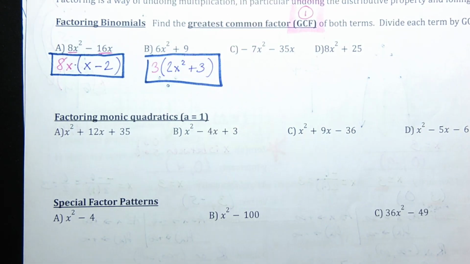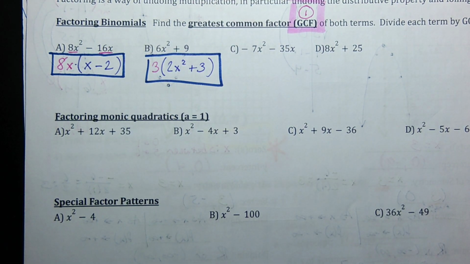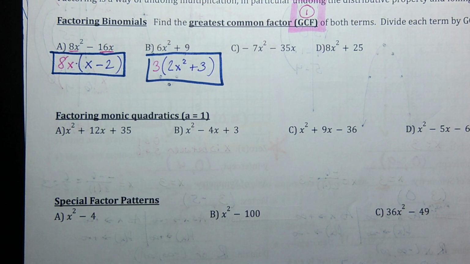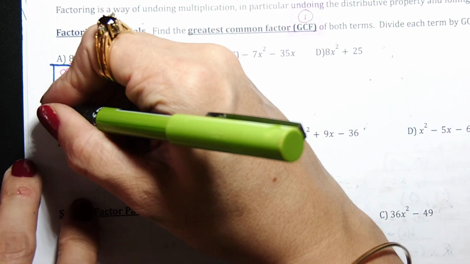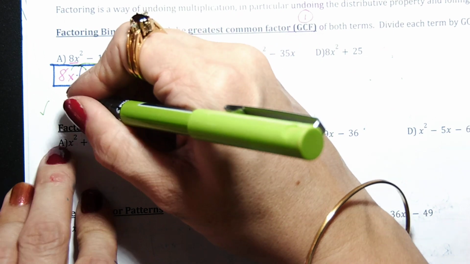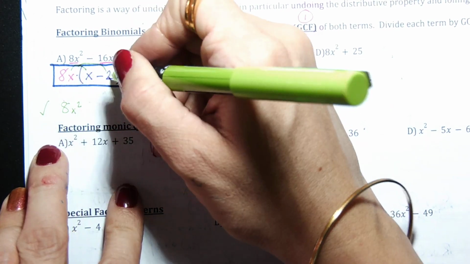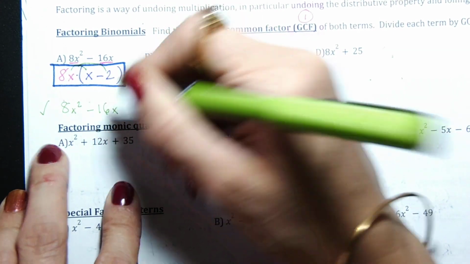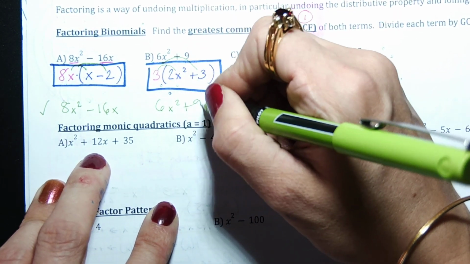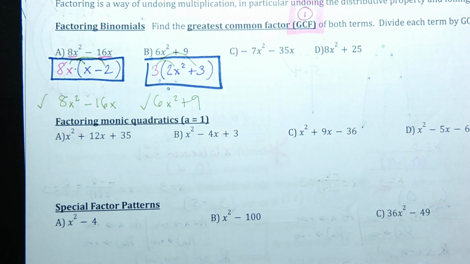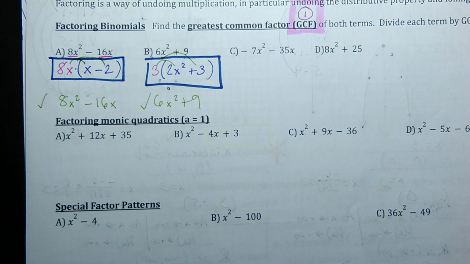And the nice thing about factoring is you can literally just check yourself by re-multiplying this back out. So to check, 8x times x, 8x squared. 8x times 2, negative 16x. Same with over here, 6x squared plus 9. You don't have to show that check work, but it's a good way to be able to check yourself because we all have bad days where we miss negatives or do the wrong number.